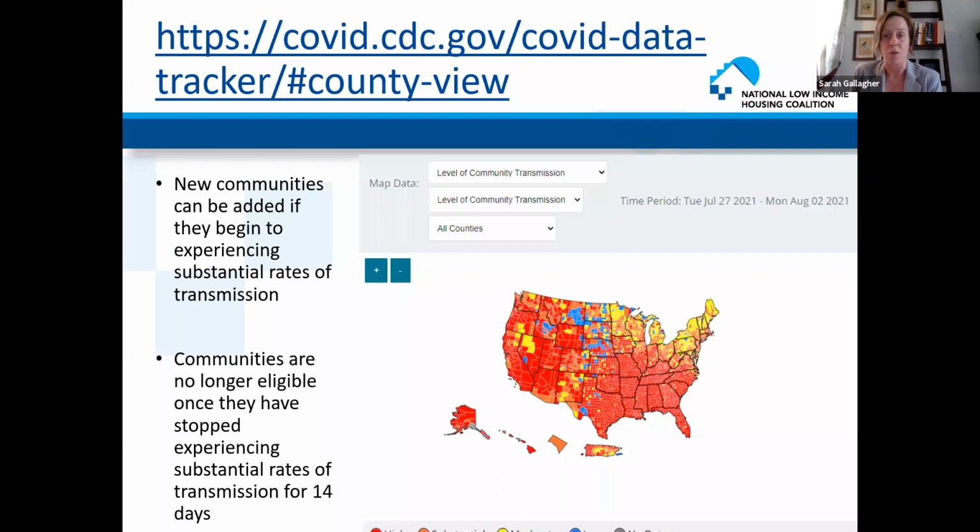So this is a more fluid list and will respond to rates of transmission as they change across the country. But it should also be noted that communities will no longer be eligible once they've stopped experiencing substantial or high rates of transmission for 14 days. So we may see counties coming in and off the list as we go forward. We will keep you in the loop of developments as they come and with more information.